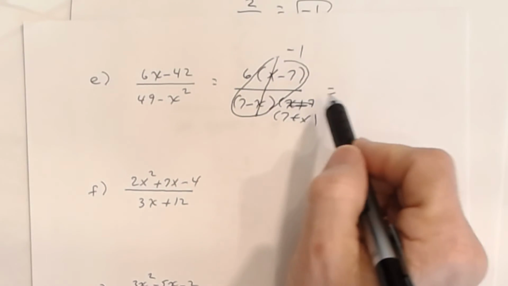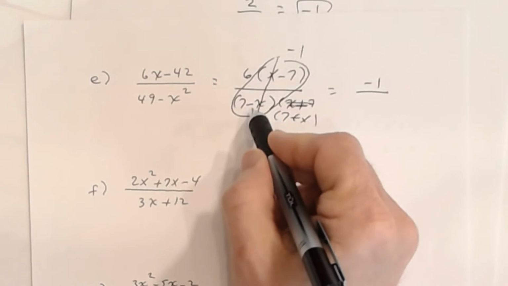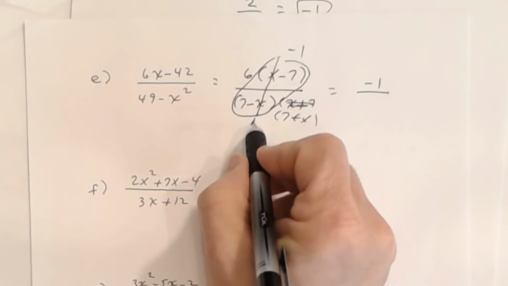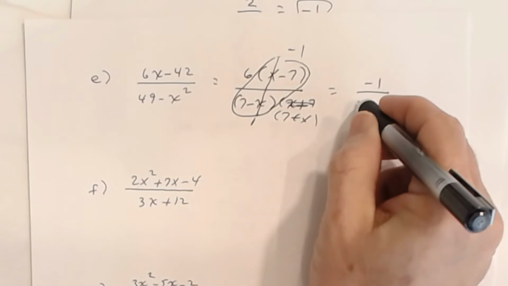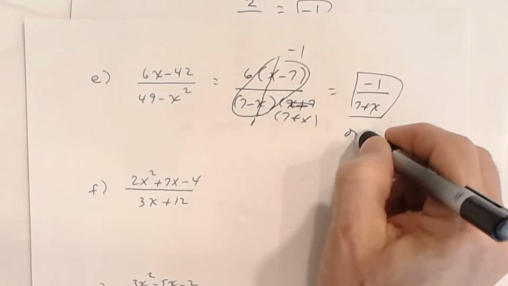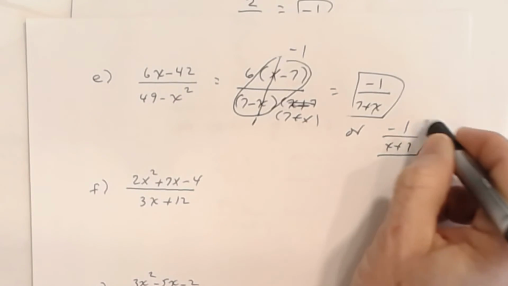So my answer now is this. 6 times negative 1 is negative 6, and that's 1 down here. 1 times 7 plus x is 7 plus x. So there's your answer. Now, if you want to, you can say negative 6 divided by, and then rewrite this as x plus 7. It does not matter.